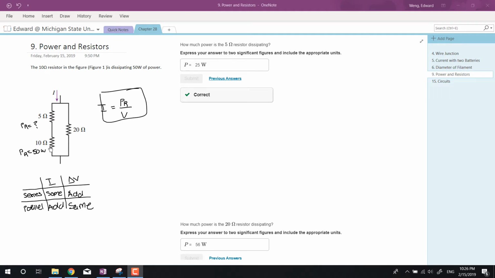So with all these resistor problems, I like to refer to this table. The current in series remains the same, the current in parallel, you just add them. The voltage in series you add, and the voltage in parallel remains the same. So that's what I'm going to try to do first, try to figure out what's going on here.